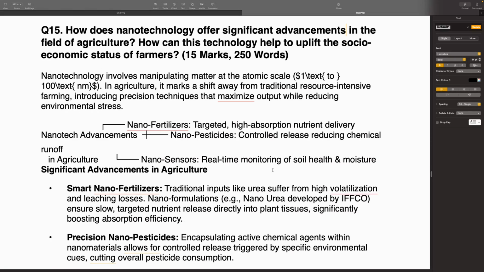How does nanotechnology offer significant advancements in the field of agriculture? How can this technology help to uplift the socio-economic status of the farmers? Nanotechnology involves manipulating matter at the atomic scale, 1 to 100 nanometer.